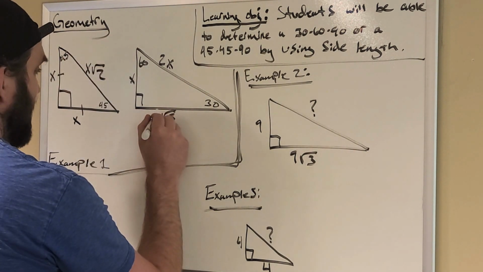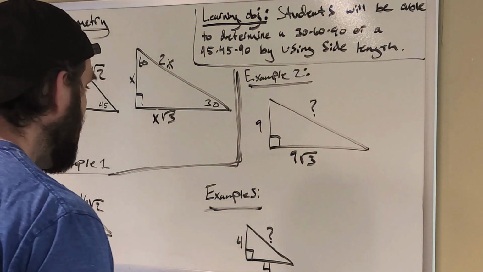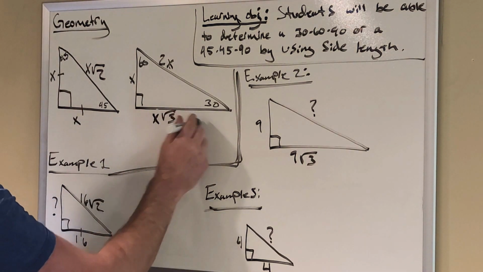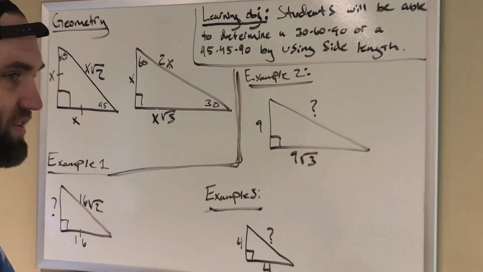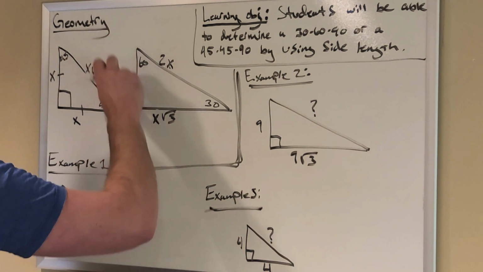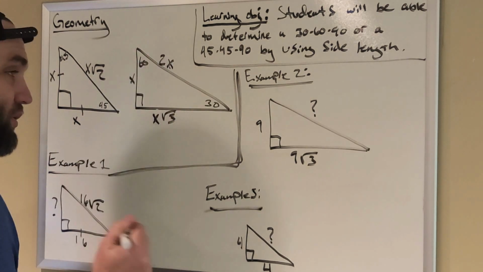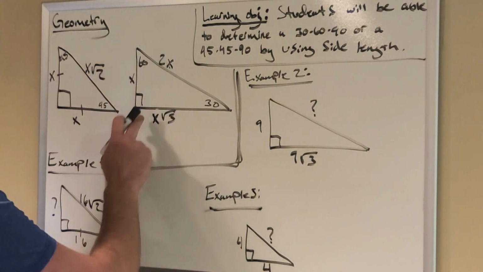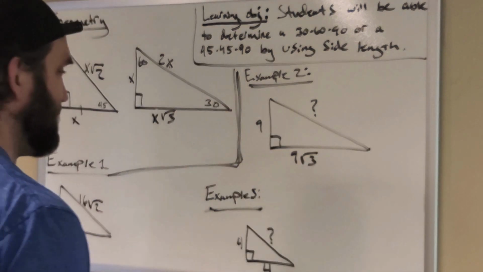Then I take that short side and I multiply it times the square root of 3, and that gives me my last side. And that's how the 30, 60, 90 triangle works. If my short side is 10, to find my long side, I multiply the 10 times 2, I have 20. Then I take the 10 and I put it in front of square root 3, and that gives me my third side.